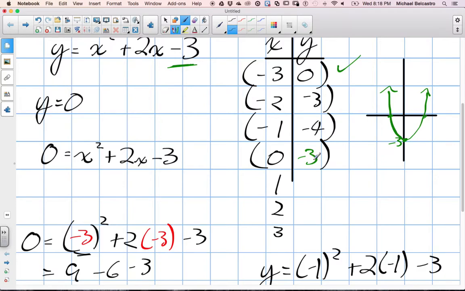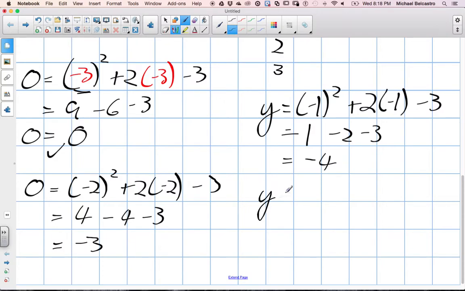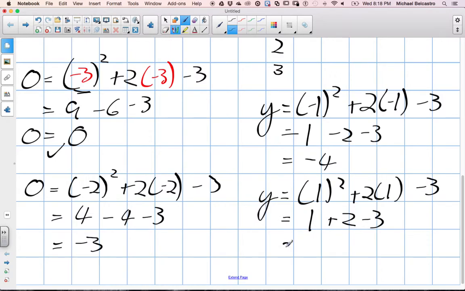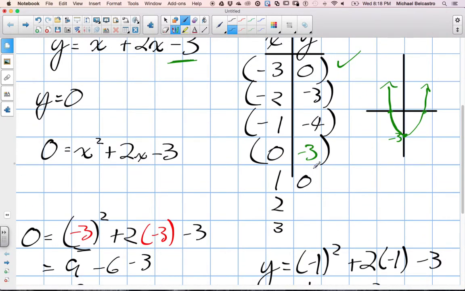We already know the next one's -3, because we know that's the y-intercept. And quadratics tend to be symmetrical. I'm going to take an educated guess and say that this value is going to be 0. We'll test it anyways. At 1: 1 squared plus 2 times 1 minus 3. 1 plus 2 minus 3 is 0, so y is 0. And here you go. Now we can take these coordinates and essentially graph it.